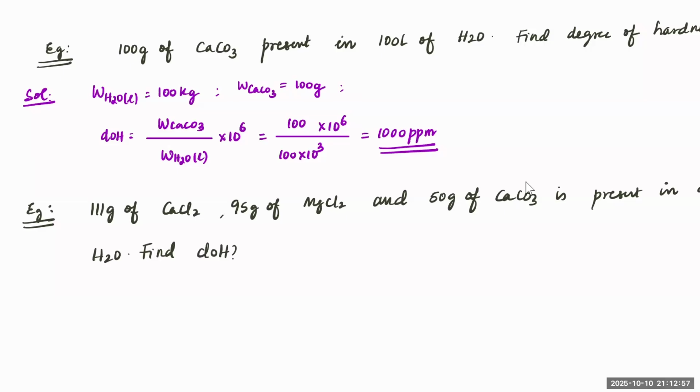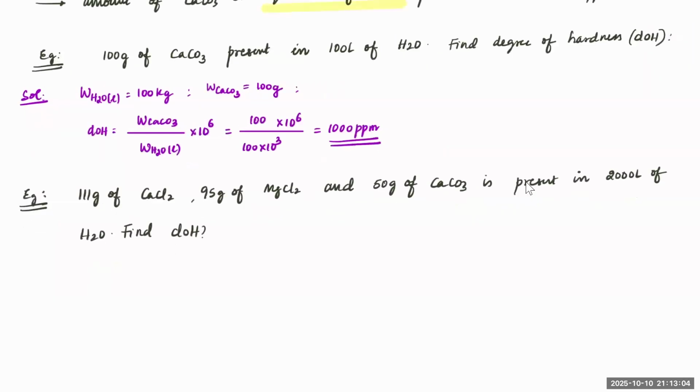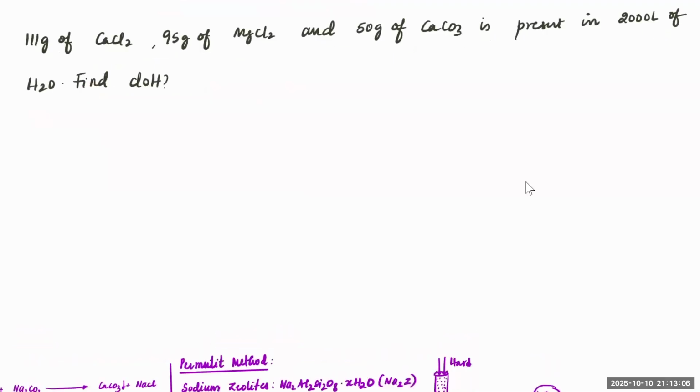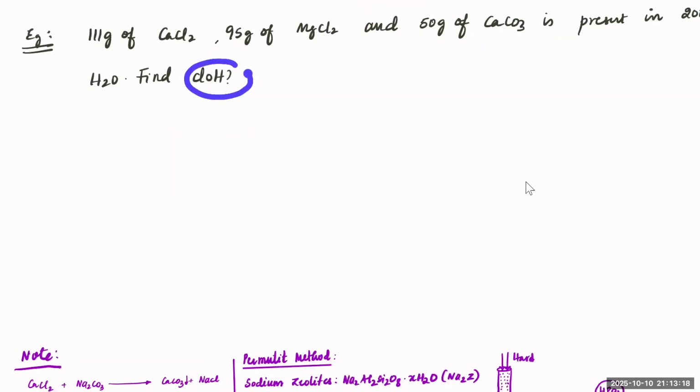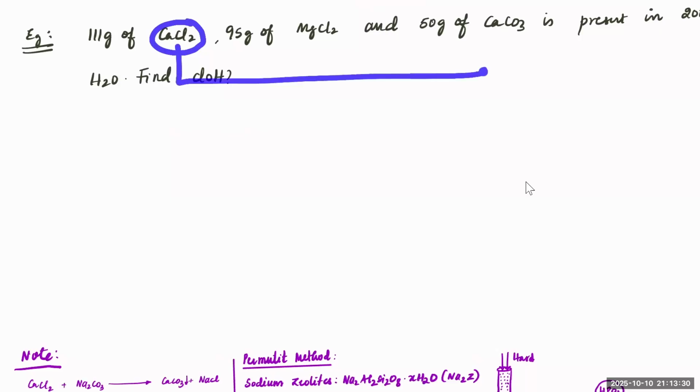Everybody, by definition, I think it is clear what exactly the degree of hardness is. Now look into this question. Suppose it is asked: 111 grams of calcium chloride, 95 grams of magnesium chloride and 50 grams of calcium carbonate. Degree of hardness is about converting every part of the salt which is causing hardness into the measurable calcium carbonate.